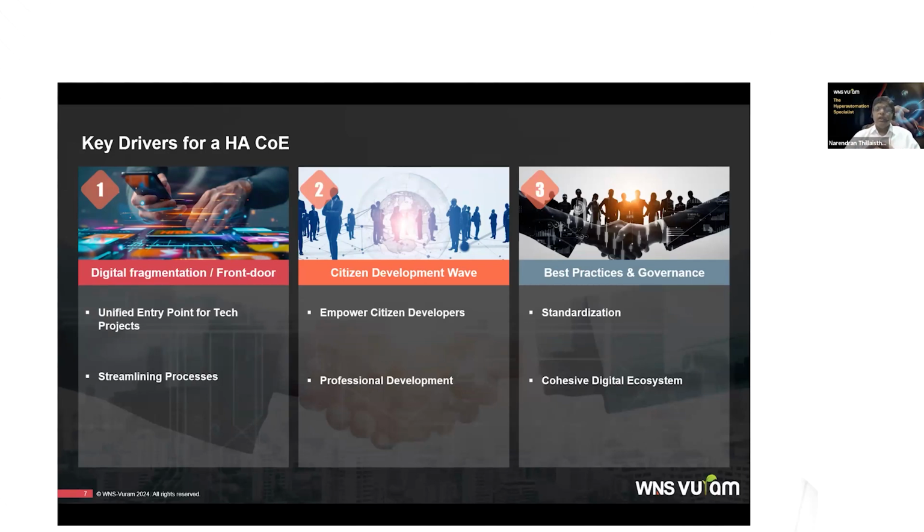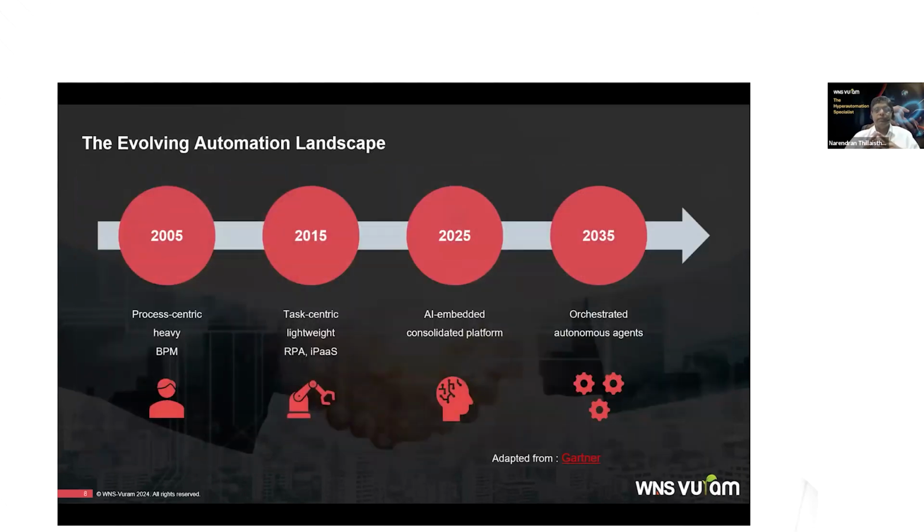The second reason, there's a very strong citizen developer wave, and I'll once again articulate. I have a couple of slides on what it is, why you need to take a look at it, and what the role of the CoE is here. The third reason, which is actually the traditional reason why you need a CoE, is because you need to bring all the best practices and governance, standardization, and all the good stuff there.